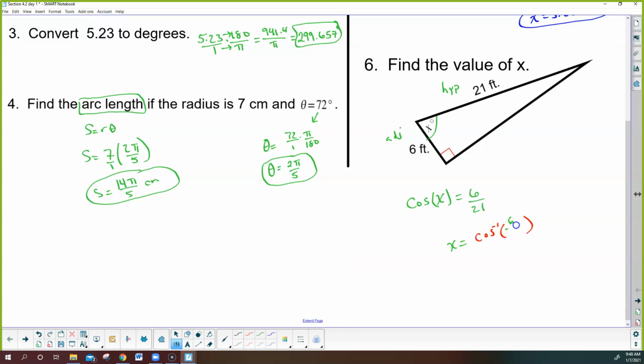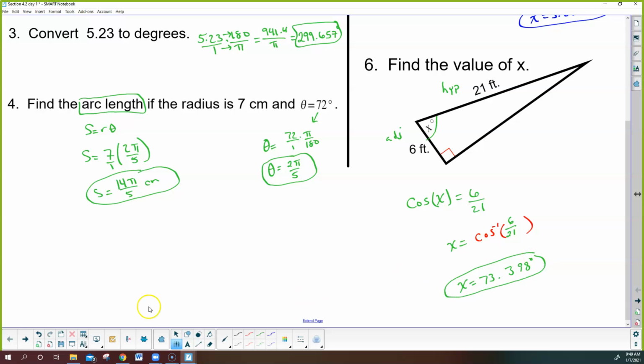And this is just a really quick function in your calculator. We shared that the other day. Make sure you're in degrees mode because we want to find the value of x, and it's in degrees. They tell us right there. So if you do the inverse cosine of 6/21, you end up with 73.398 degrees.